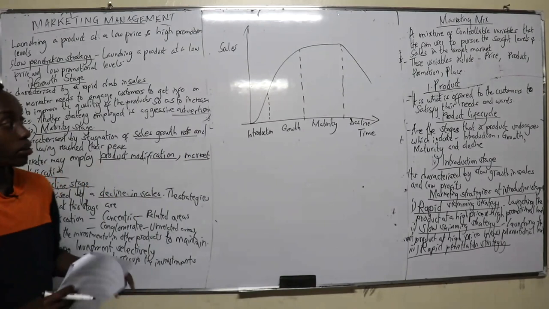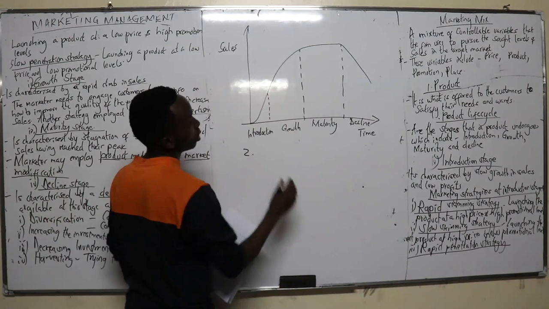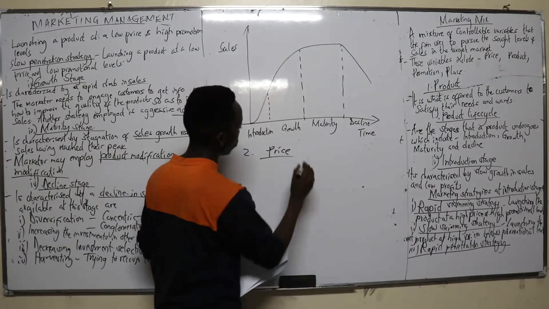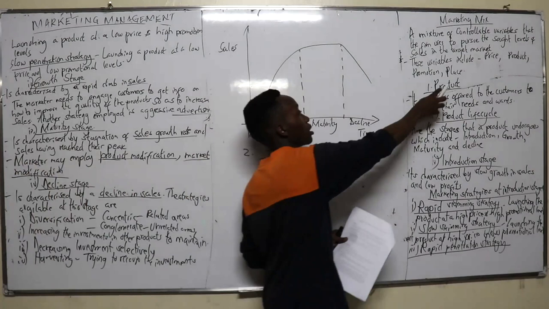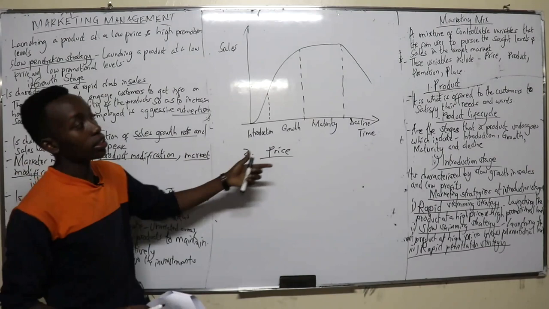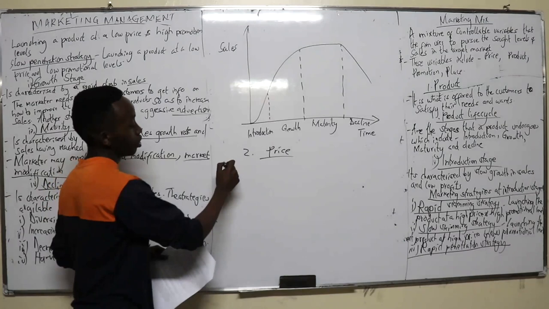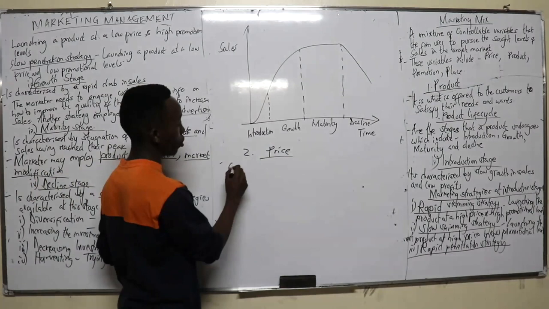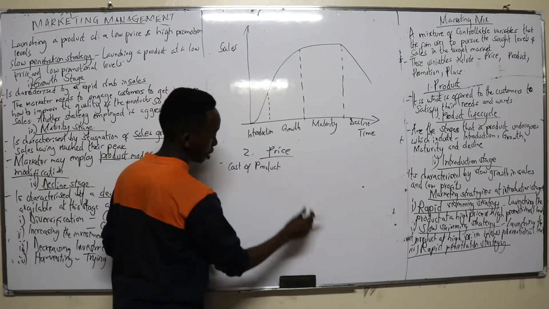And then the next one, after the product, that you're going to discuss is on price decisions. Now, this is the value attached to the products that you have created. This is the value that the producer or the seller attaches to the product, and it is affected by different factors. One of the factors that you have to consider when attributing a price to a product is the cost of production that you incurred. Also the market.